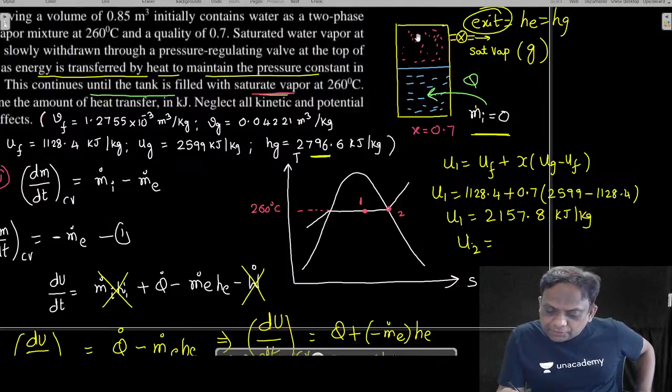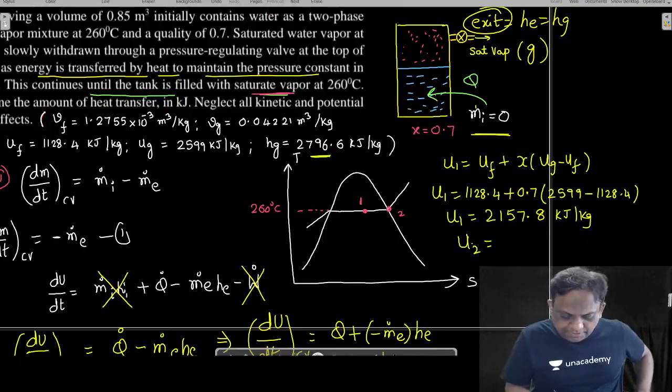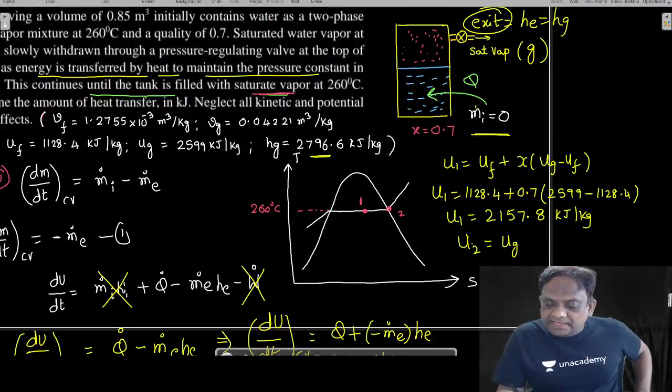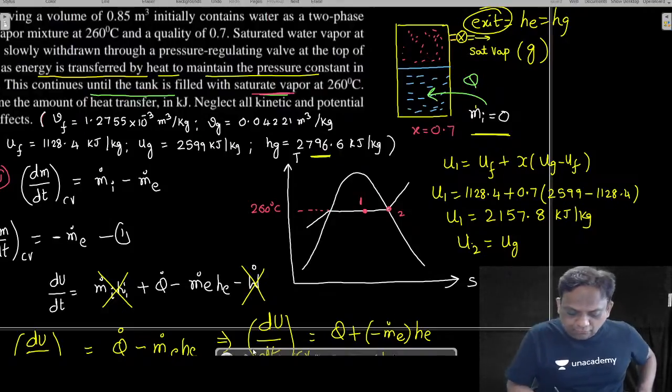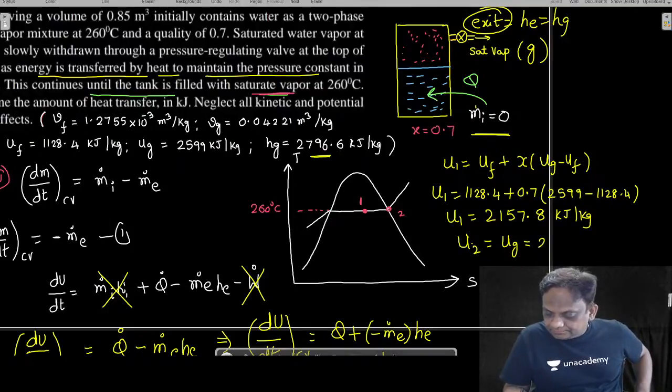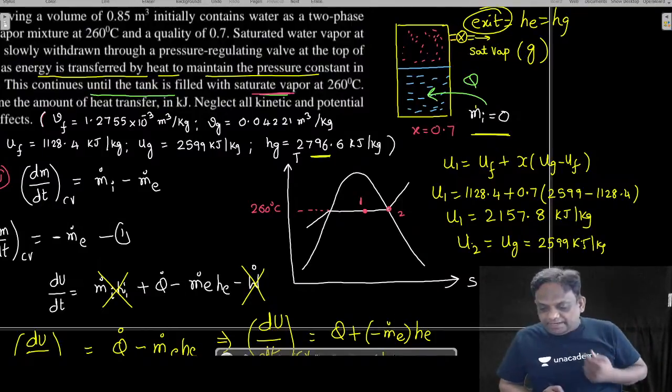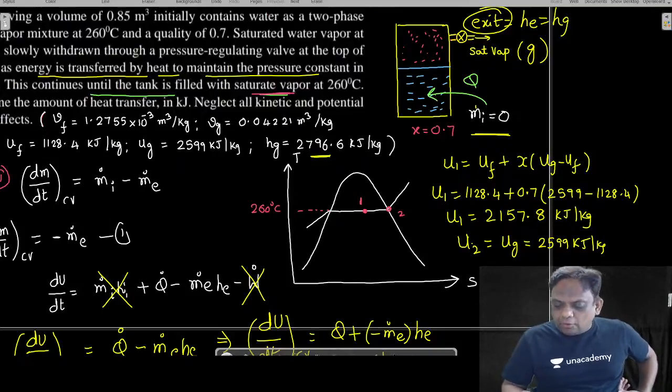So look at my distance. What is the meaning of U2? U2 means it is the internal energy of saturated vapor. So U2 is UG. Because finally, it is at saturated vapor. What is UG? 2599. Wonderful, my dear students. So I have no problem with U1, U2. U1, U2 have come.